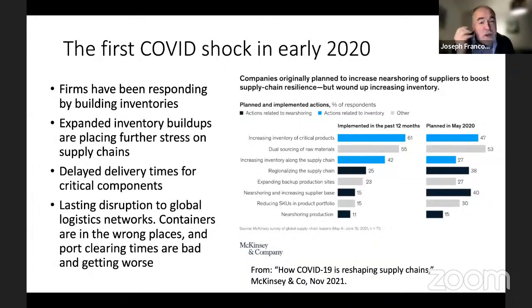And firms have been responding to this even before we talk about Delta or Omicron. What I've got here is a survey looking at, in particular with the blue numbers, what firms had planned to do pre-pandemic. So in terms of outsourcing a bit more, adjusting their inventory stocks, maybe trying to relocalize production and so on.